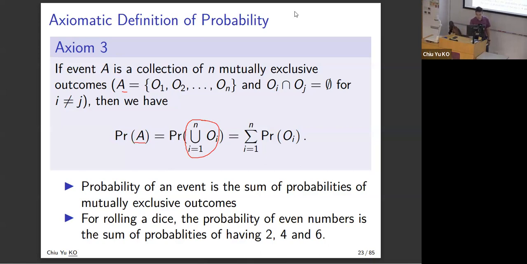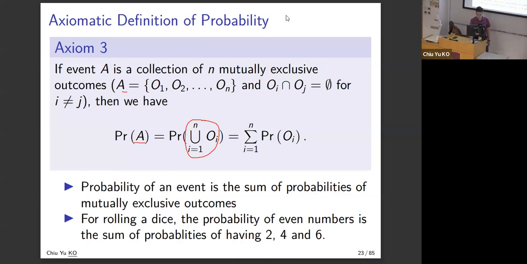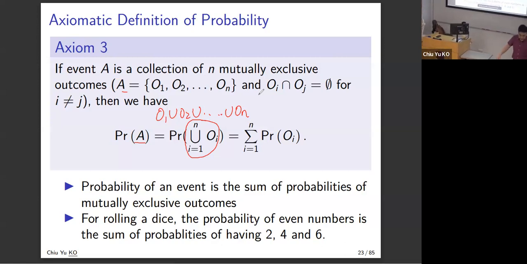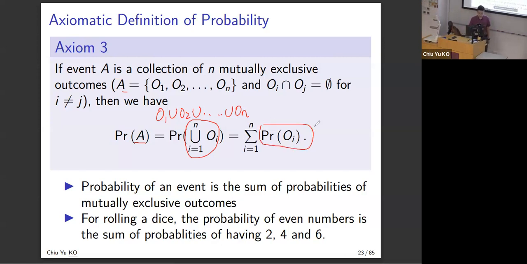It says O1 union O2 union up to union ON, right? Or the union, okay? It's the probability that you give me this event, the union of these outcomes, which are mutually exclusive. And the axiom basically asserts that it must be true that it will be the sum of the individual probabilities. In mathematics, it's called additivity, right?